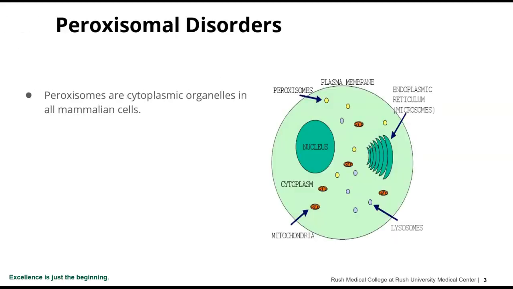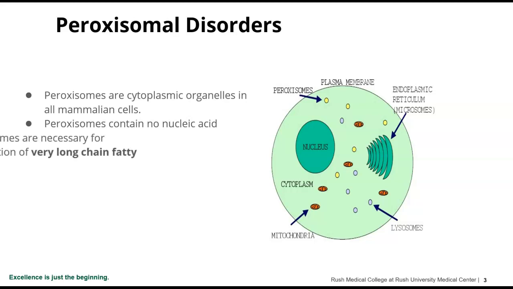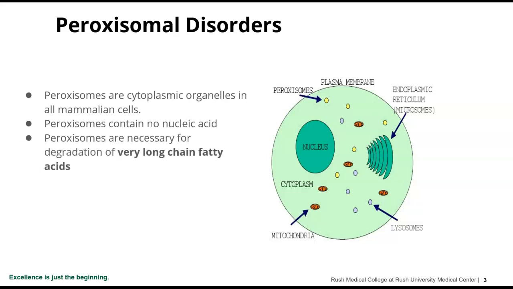So, peroxisomes are intracellular organelles. So here is the peroxisome over here, and here's our mitochondria, here's our endoplasmic reticulum. We talked about lysosomes as well. Here's our mitochondria. These are all organelles inside the cell. But the peroxisomes have a specific job. Unlike mitochondria, they do not have nucleic acid. They do not have their own DNA.